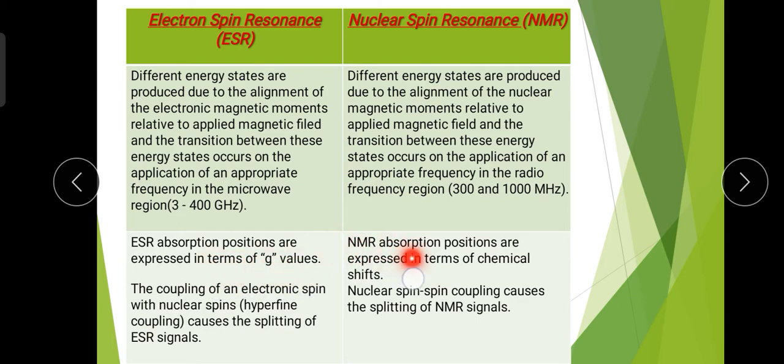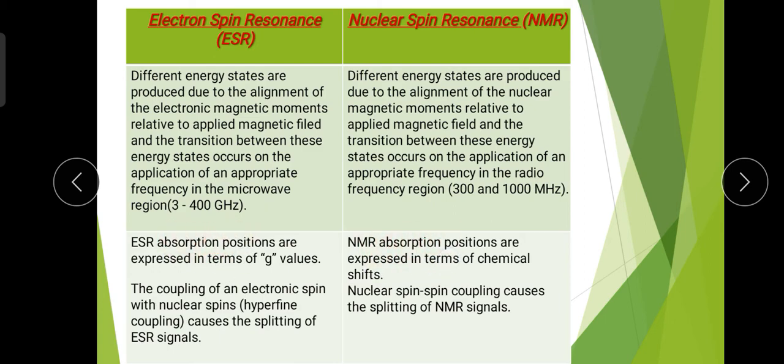And in NMR the absorption positions are expressed in terms of chemical shift, and in NMR we have different peaks. That means there is a change in the position of the peaks, and this change occurs due to the chemical shifts in that particular compound. So this is the difference between the position of the absorption lines in ESR and NMR respectively.